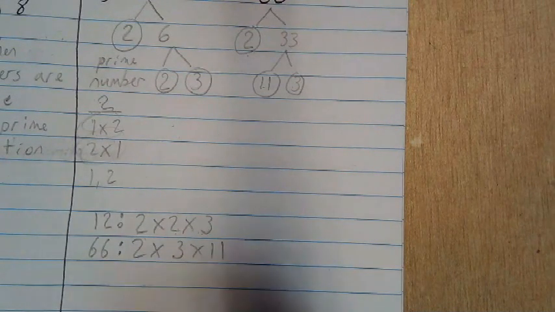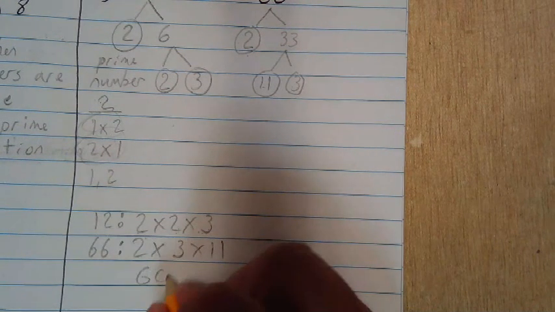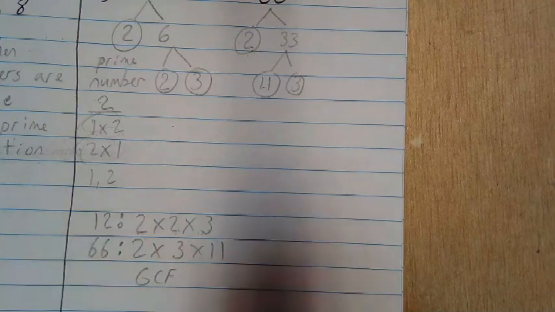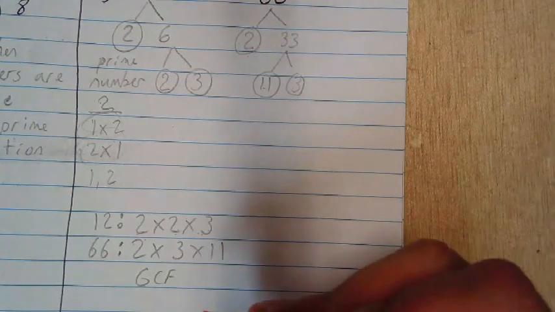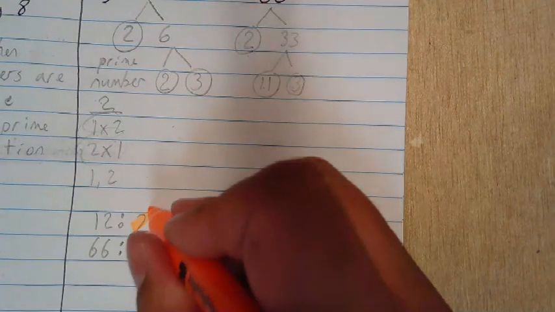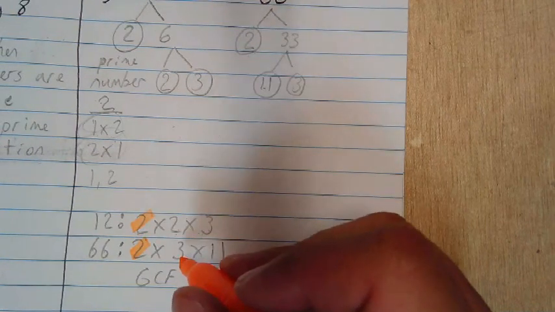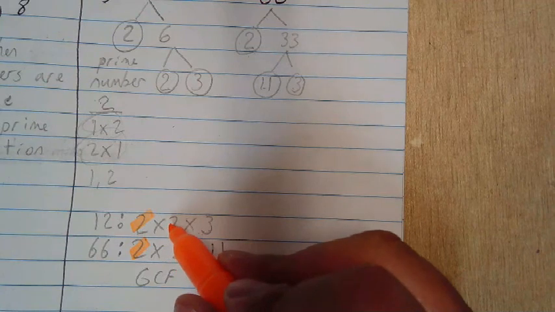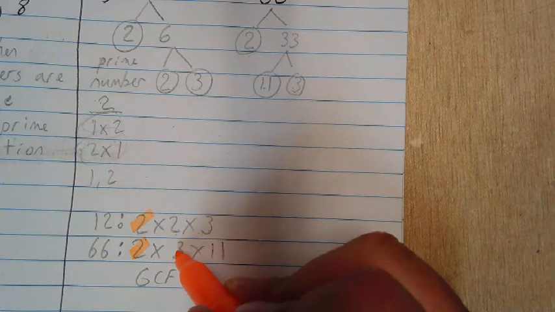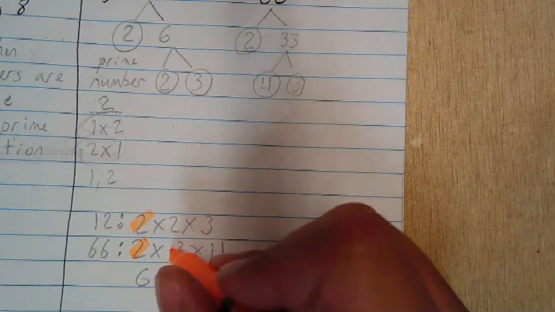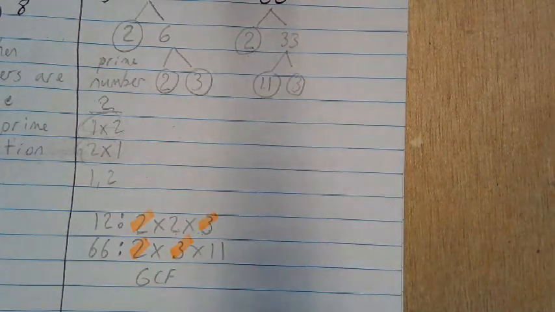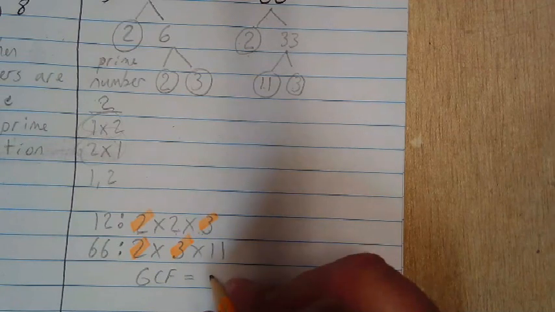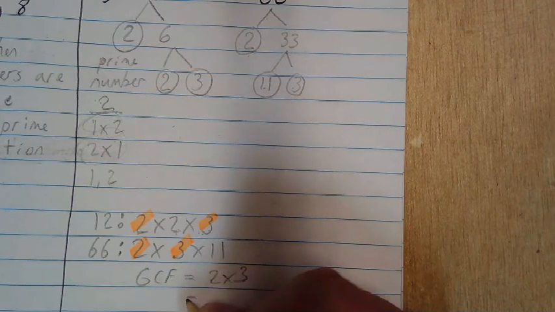All right, we're looking for the GCF. What factors do they share? No, they both share a 2. It has to be something that they all share. Now you say, wait, but there's a 2 there. But there's not another one to match it down here. Okay. The GCF then is equal to 2 times 3, and 2 times 3 is 6.